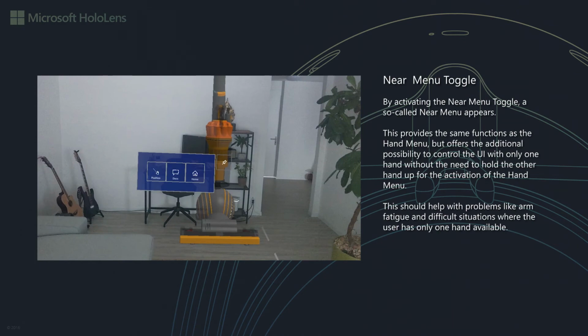Near menu toggle. By activating the near menu toggle, a so-called near menu appears. This provides the same functions as the hand menu, but offers the additional possibility to control the UI with only one hand without the need to hold the other hand up for the activation of the hand menu. This should help with problems like arm fatigue and difficult situations where the user has only one hand available.